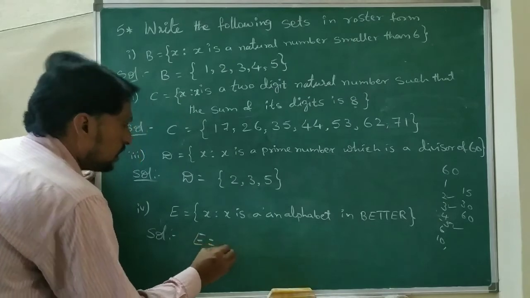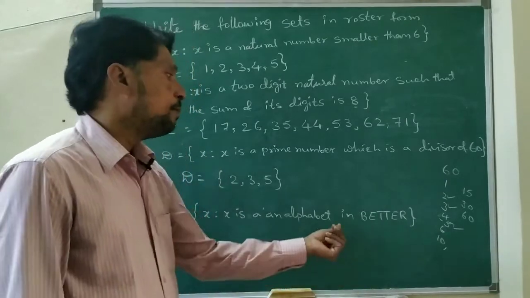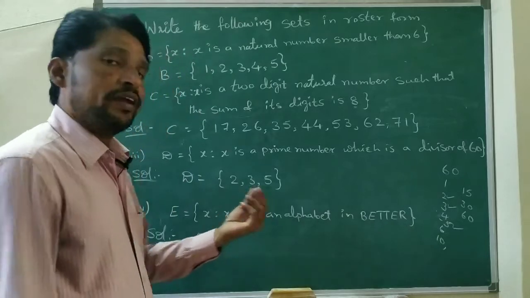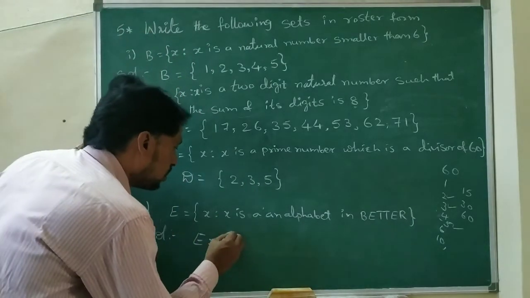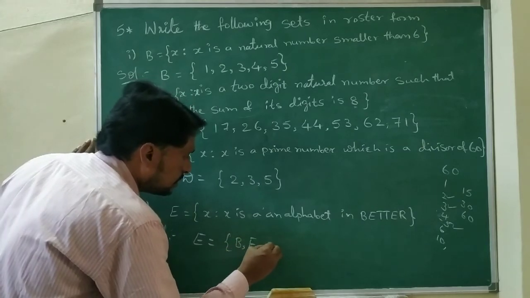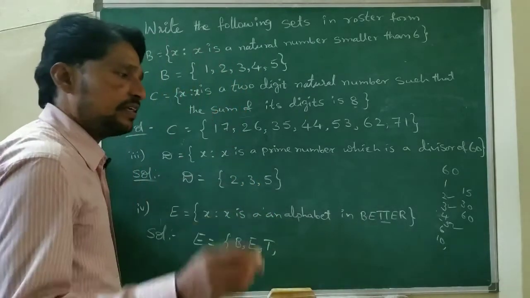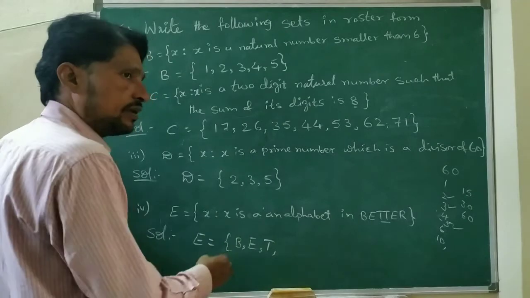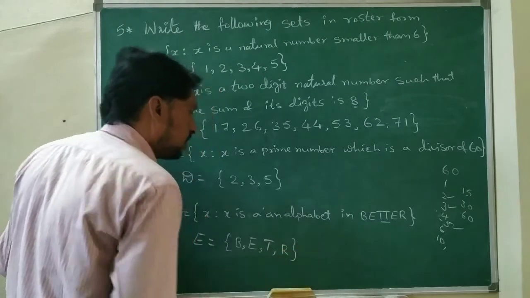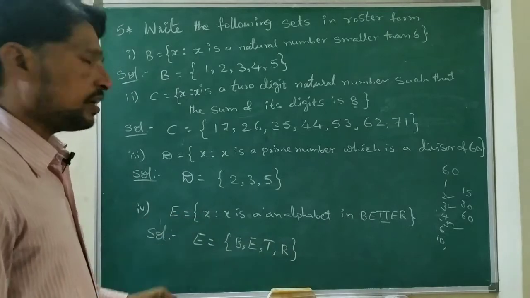E equals x such that x is an alphabet in the word BETTER. So BETTER. How can we write the roster form? Here B, E, T, and T is repeated. Repeated means only once is enough. While writing in the set roster form, we take each element only once. The remaining one is R. So B, E, T, R is the roster form of E.